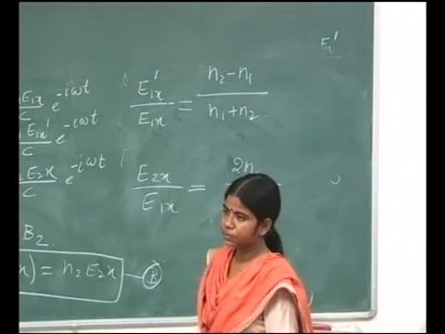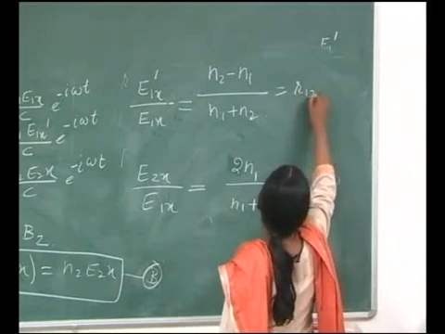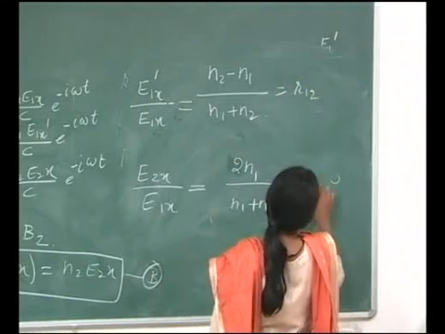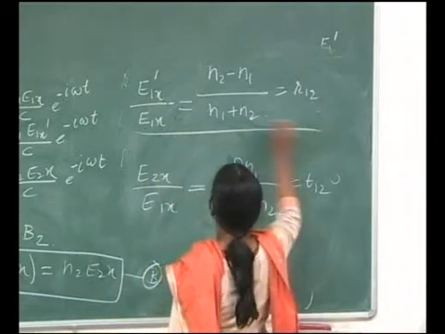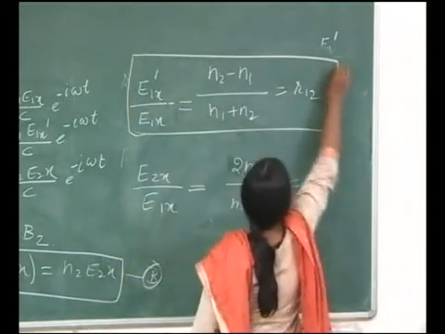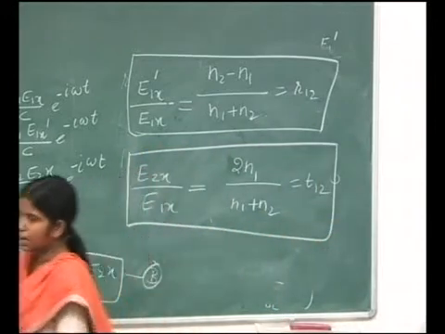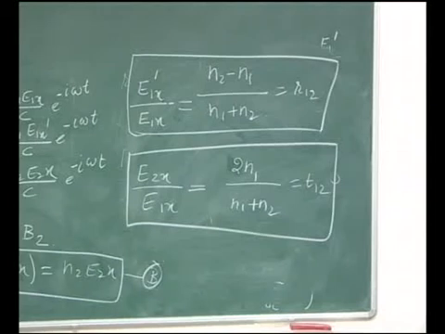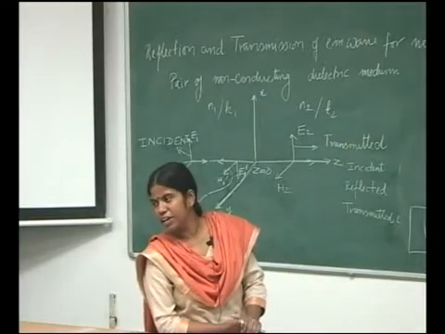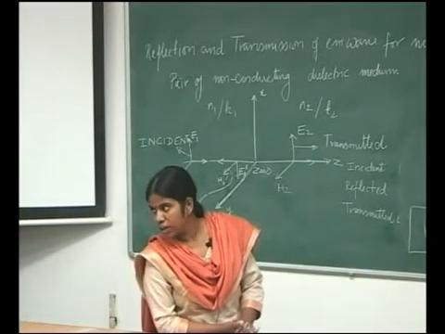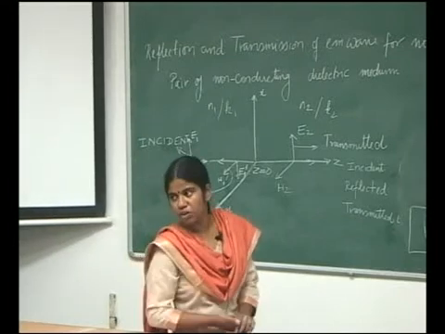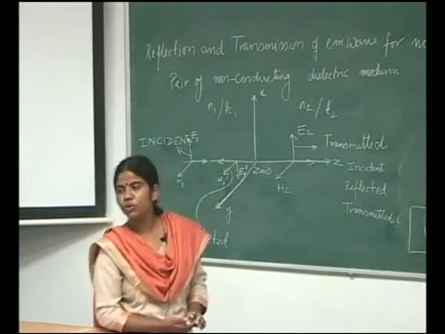ठीक है ये? So, this is equal to R12 and this is equal to T12. So, these are the reflection and transmission coefficients at the interface of two non-conducting media. You can see that if I have a non-conducting medium, the propagation is dependent only on the dielectric constants. It is only dependent on the material properties of the medium. You can say dielectric constant or you can say the permittivity.